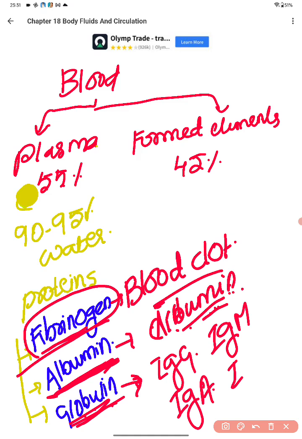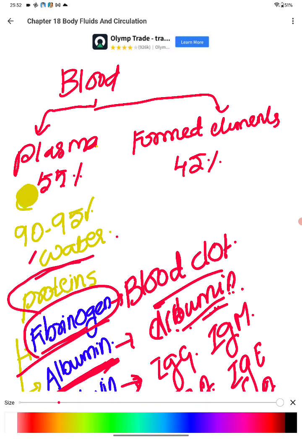IgG, IgA, IgM, IgE, IgD. Okay, so delta, gamma, alpha, all that we'll discuss later. So this is about plasma. Plasma consists mostly of water and the remaining proteins, and also ions.